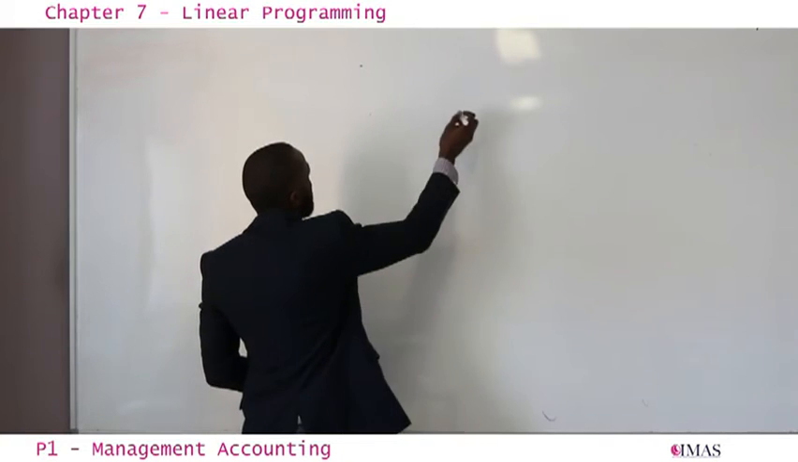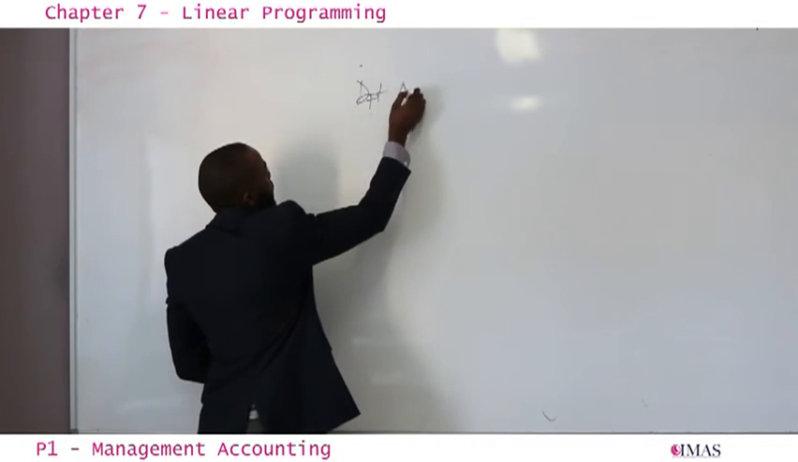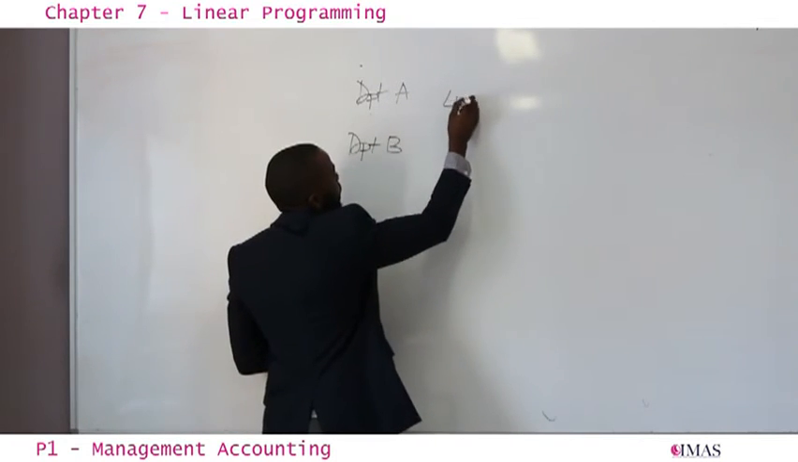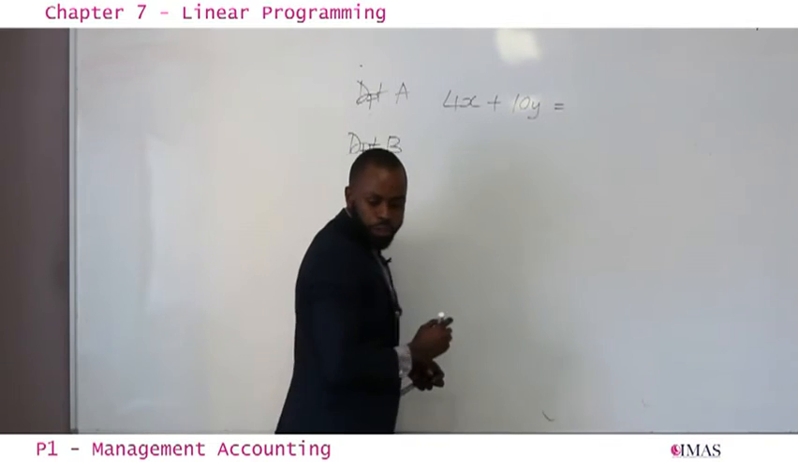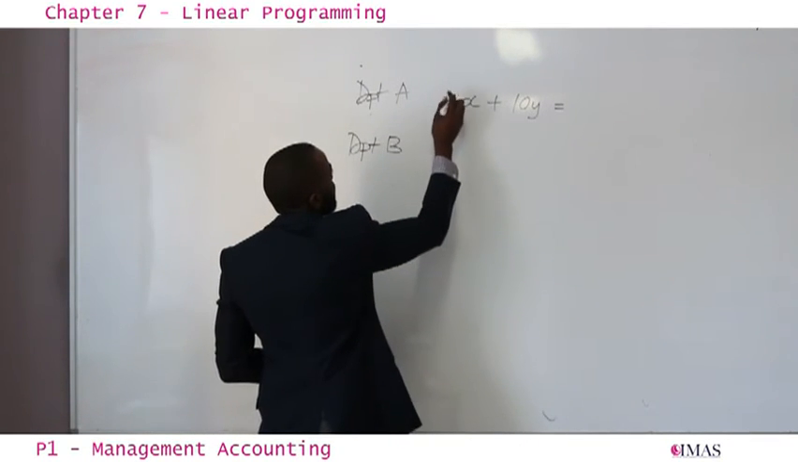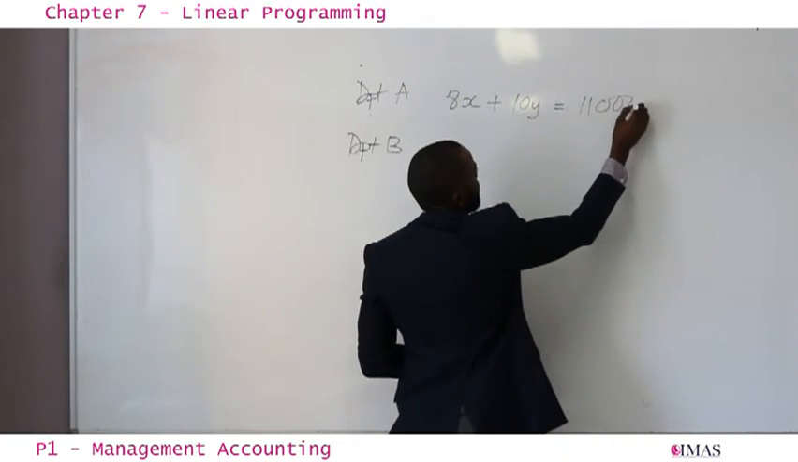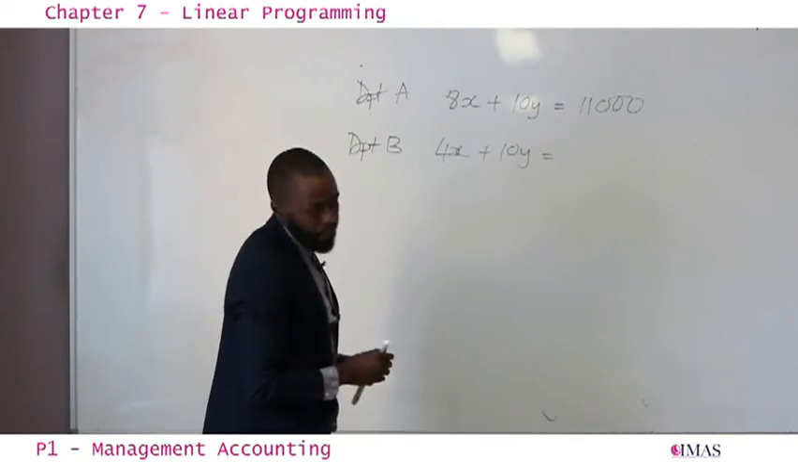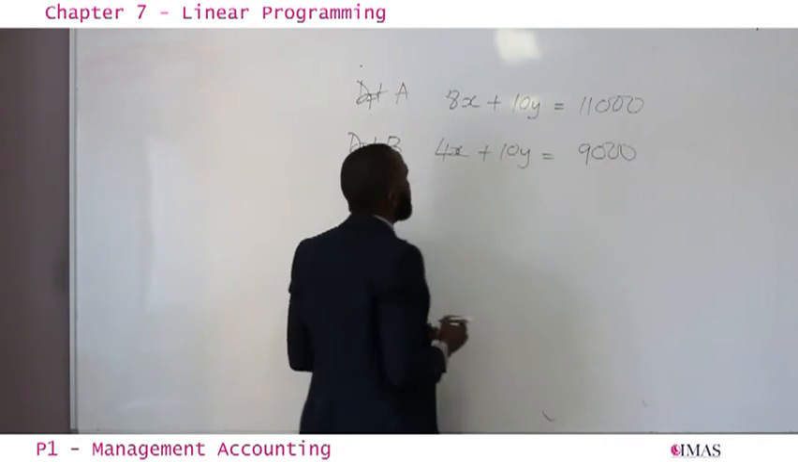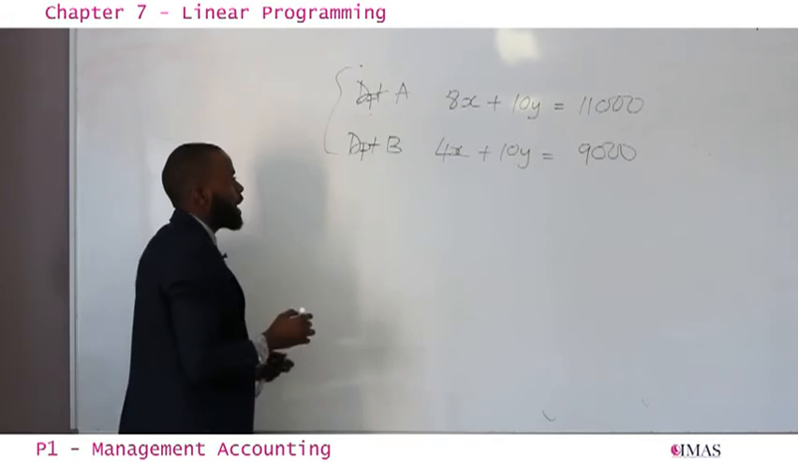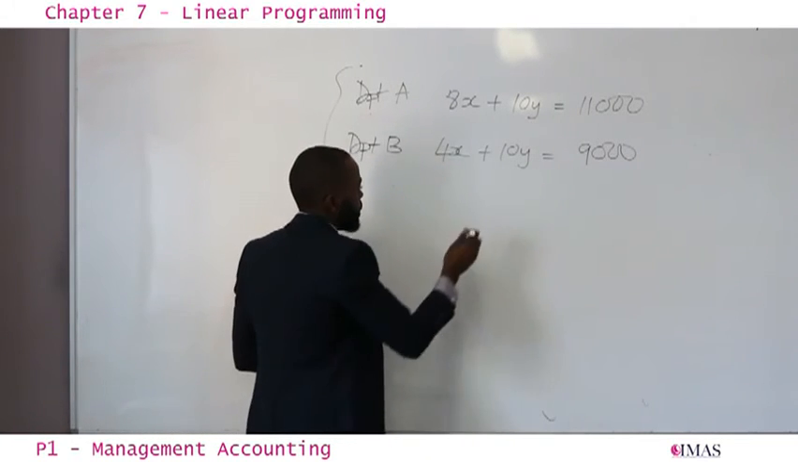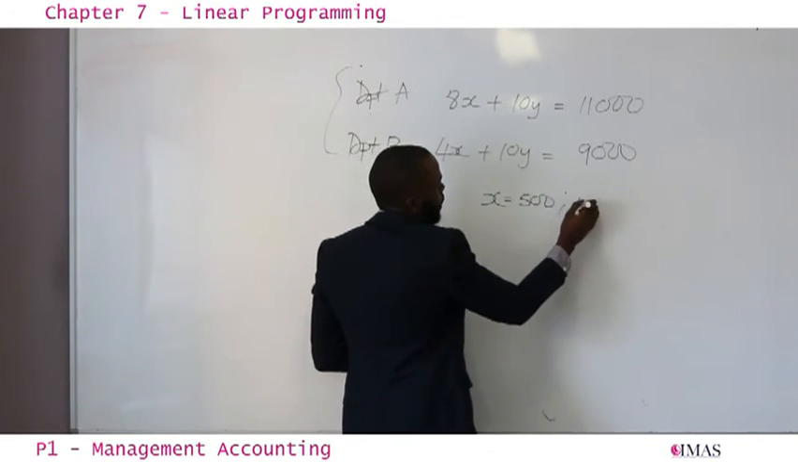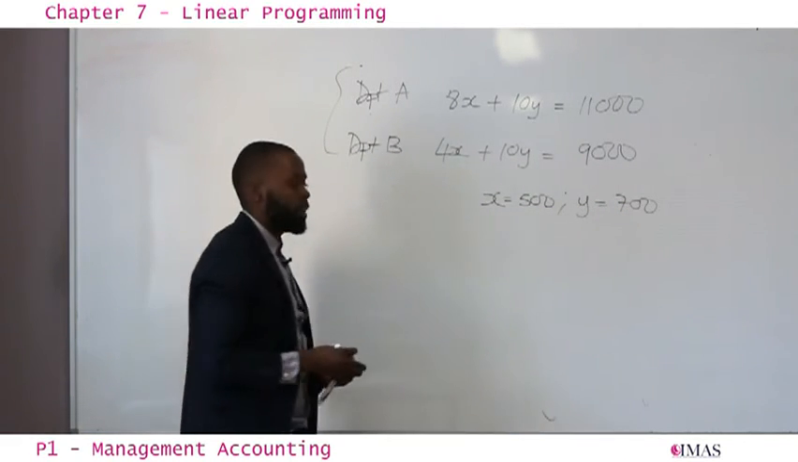From our previous question, we found our optimum point when department A line was meeting with department B. Department A line was 8x plus 10y is equal to 11,000. Then department B was 4x plus 10y is equal to 9,000. So when these 2 straight lines met, that's where we find our optimum point. And at our optimum point, x was equal to 500, then y was equal to 700.